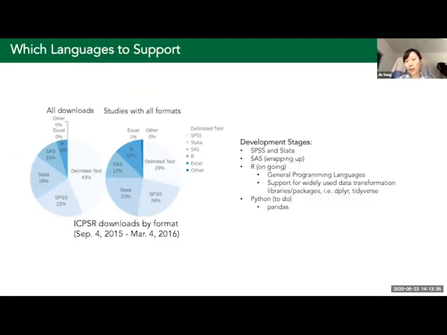So before we step down to how we solve the problem, let's choose which language we want to support. Here we have a graph for ICPSR downloads by format for the years period. On the left-hand side, we have the number of all downloads, and on the right-hand side, we have the studies with all formats. It can be seen that the majority of downloads are by delimited text.